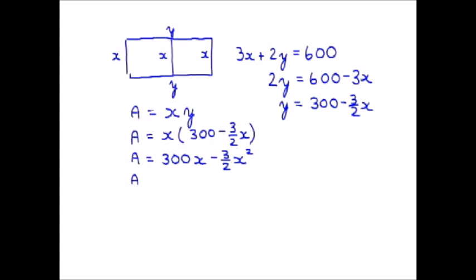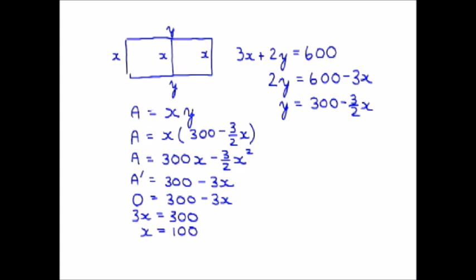Now what I'd like to do is take the derivative of that. So A prime is going to be equal to 300 minus 3x. We know that the slope of a tangent line at a maximum or minimum is equal to 0. It could also not exist in some cases. But we'll set this one equal to 0 and solve for x, and we end up with x equaling 100. Now we have to find the corresponding y value, the other dimension. Well, I know that y is equal to 300 minus 3/2 times x, so I merely substitute in 100 for x. And I solve for y, and I get 150.